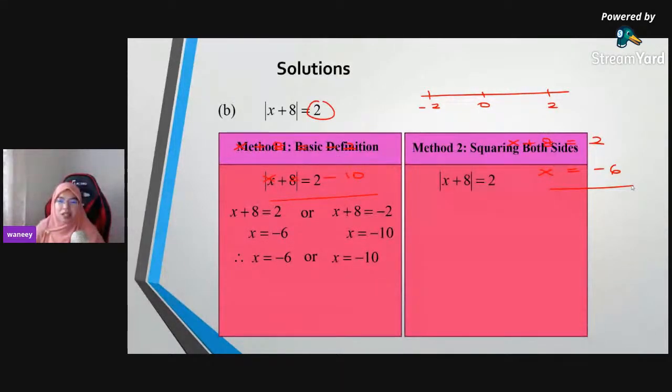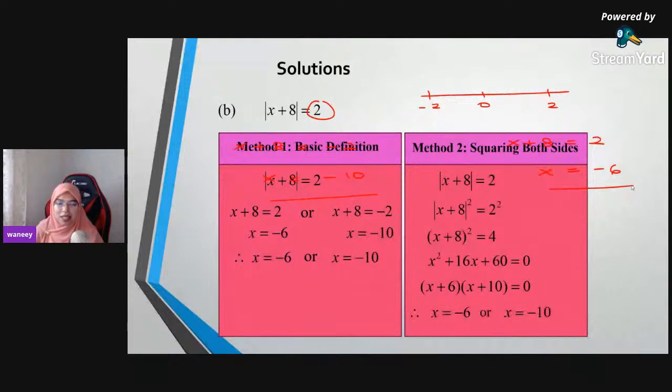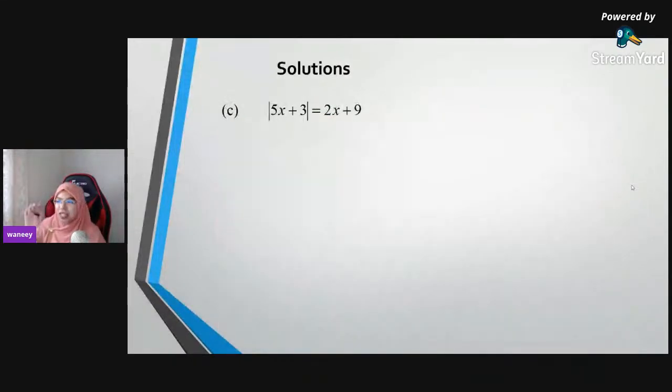Squaring both sides ni biasanya kalau ada modulus dua-dua mudah sikit lah. Kalau tak nampak tu, dia ada kuadratik, dia jadi payah sikit lah. Okay, so now C. Please do C. I'll give you 2 minutes starting from now.